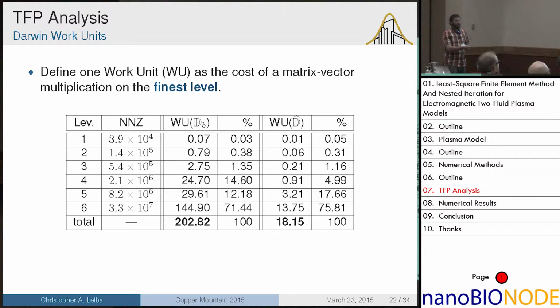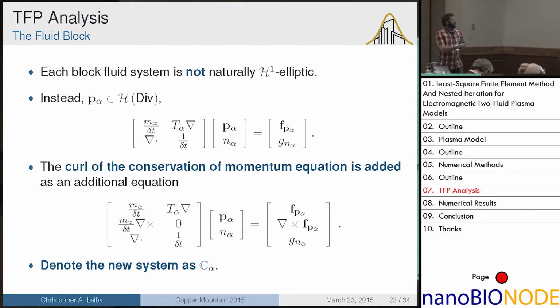This translates to work units with nested iteration here, levels 1 through 6. A work unit is the cost of a matrix vector multiply, or you can think of that as one Jacobi sweep on the finest level as a metric. So the unscaled guy here is 200 work units, and scaled brings us back down to 20. That's not really the important part. We have that Darwin block pretty well figured out.